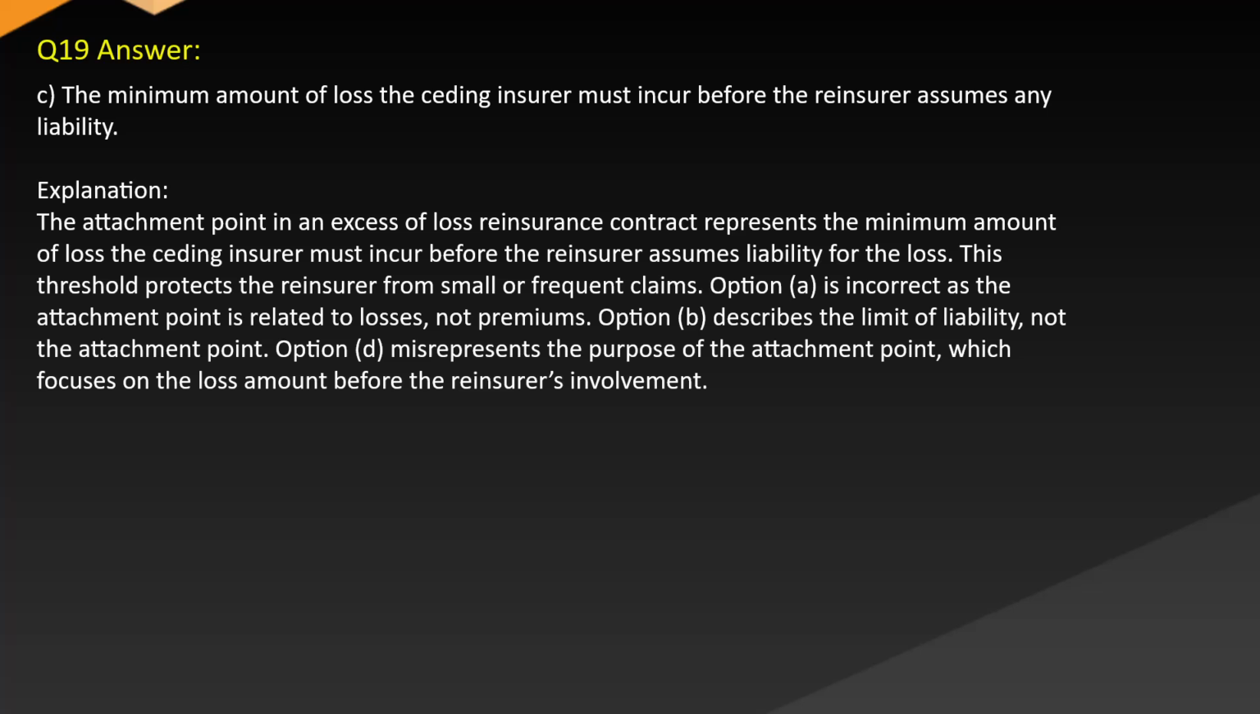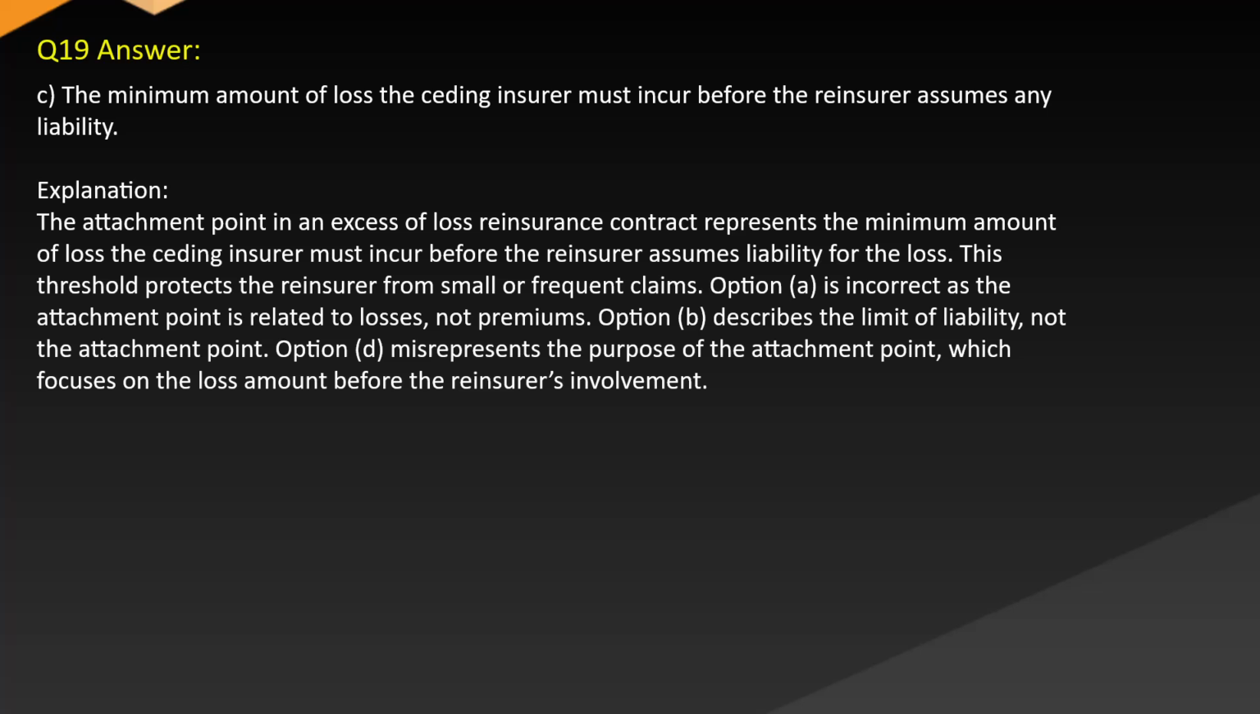Answer: C. The minimum amount of loss the ceding insurer must incur before the reinsurer assumes any liability. Explanation: the attachment point in an excess of loss reinsurance contract represents the minimum amount of loss the ceding insurer must incur before the reinsurer assumes liability for the loss. This threshold protects the reinsurer from small or frequent claims.